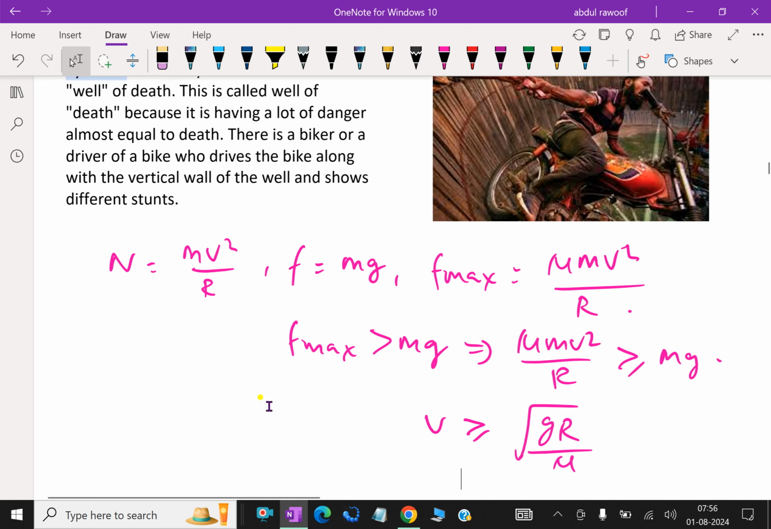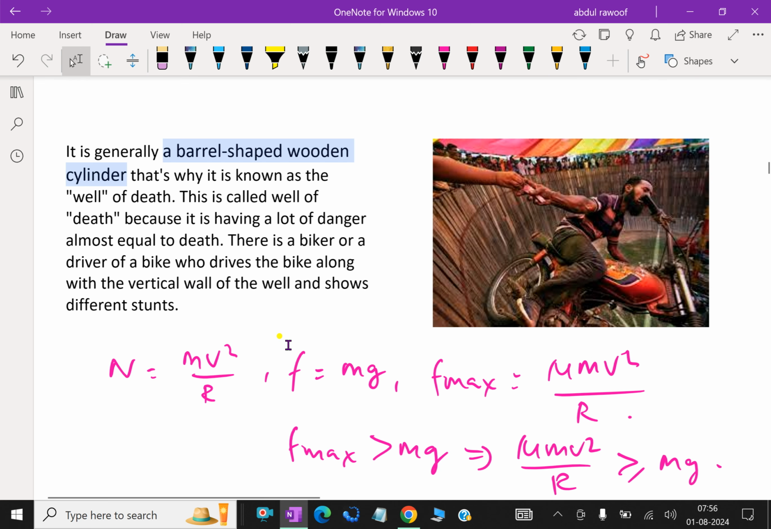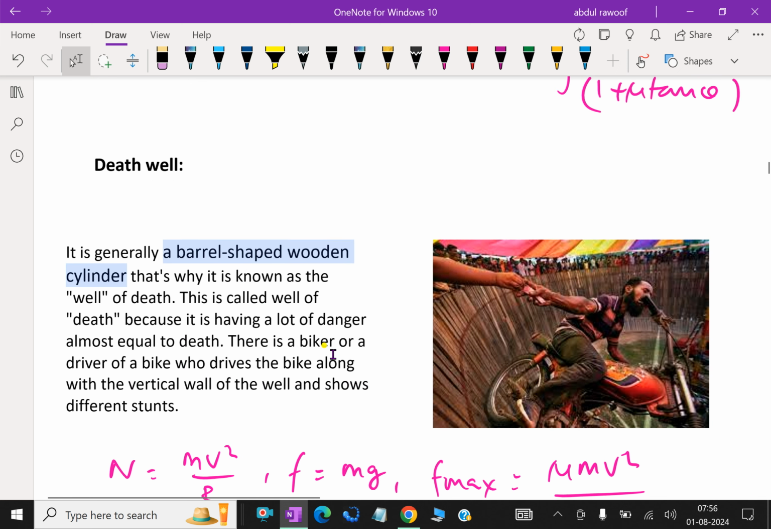So far we have discussed different formulas about circular motion. We have done.